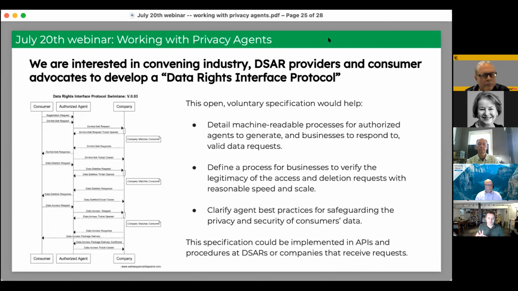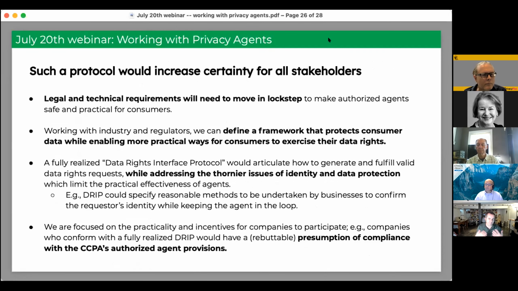And this is probably a bit too small for you on the screen here, but on the left-hand side, you've got a swim lane diagram. It describes the transactions that need to take place between the consumer, the agent, and the company, possibly with a DSAR provider in the loop. And we think that if we can really hone in on a set of best practices and define them very clearly, we might be able to bring different stakeholders together to make this all work a little bit more smoothly. And we think that the benefits of that are not just on the consumer side, they ought to be on the company side as well. This ought to help clarify and streamline for the DSAR providers, and then secondarily for the companies. And implementing this kind of protocol or specification ought to give a rebuttable presumption that the company is in compliance with the CCPA's authorized agent provisions, and hopefully, future state privacy laws to be defined.